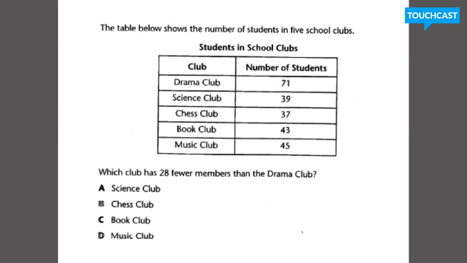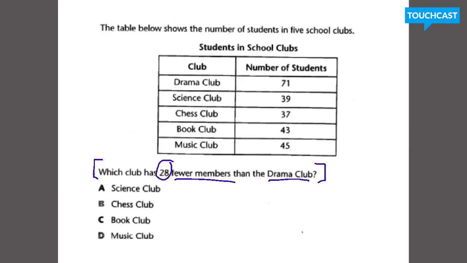Alright, next problem. So, instead of a bar graph, now we have a table. The table below shows the number of students in 5 school clubs. So the question asks, which club has 28 fewer members than the drama club? Go ahead and pause this video and see if you can figure out which club has 28 fewer members than the drama club. Good luck.